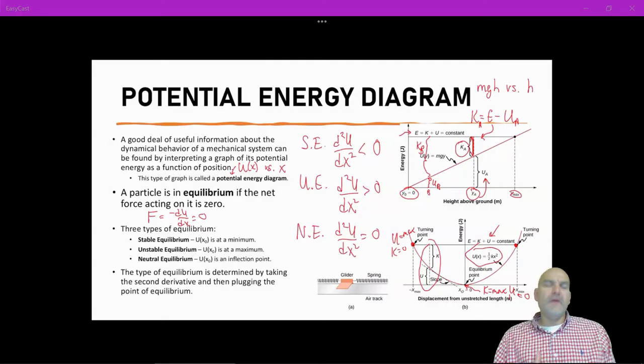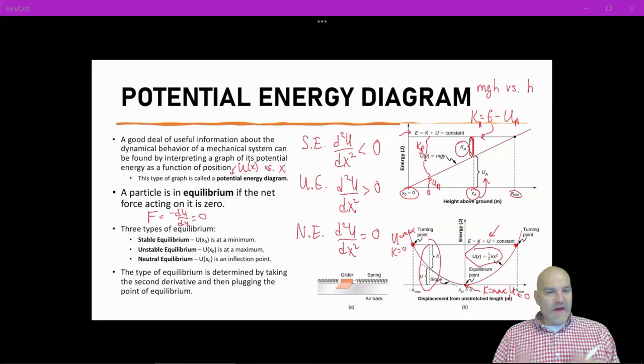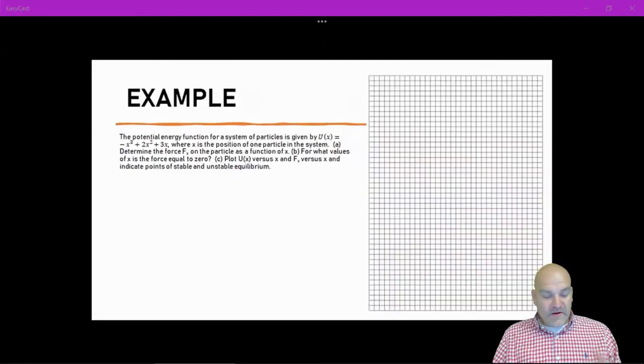So basically your steps would be, right, take the derivative, find the zeros, and then find the second derivative and plug in those 0 points into it and figure out if it's a min or a max, and that'll tell you the type of equilibrium. Okay, so here is an example.